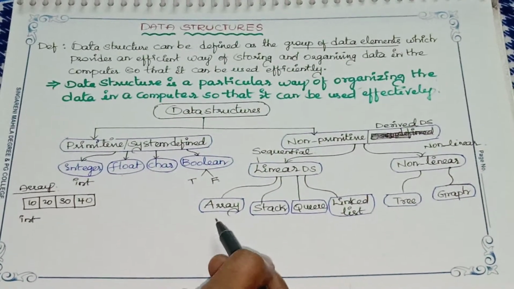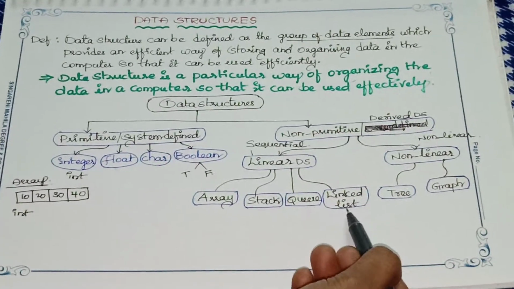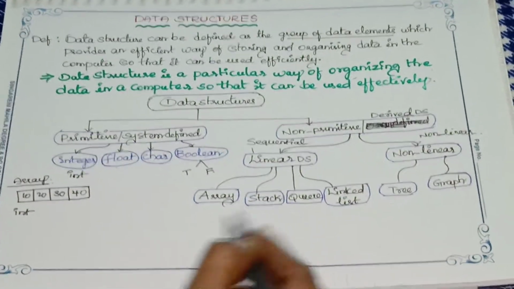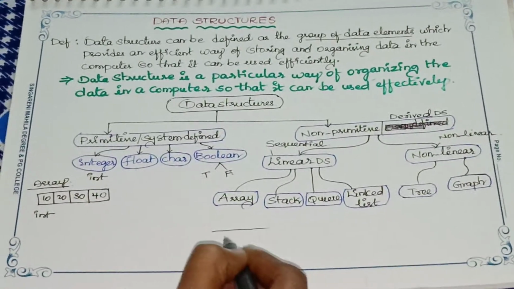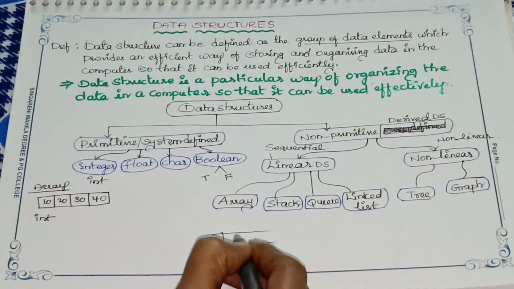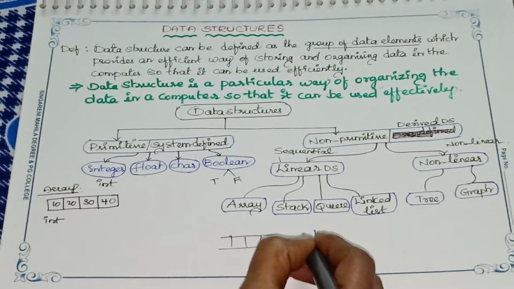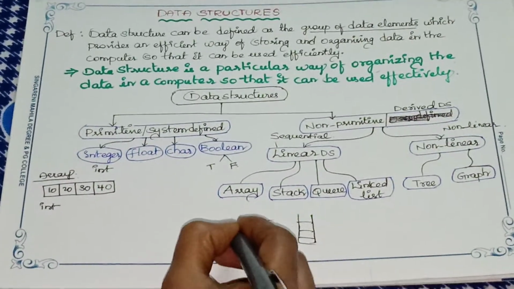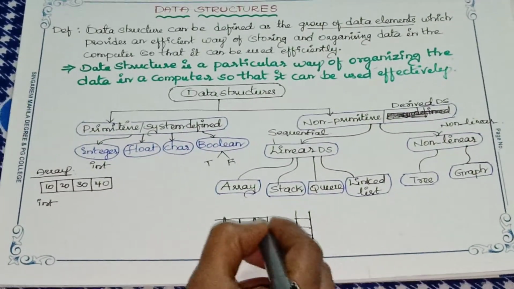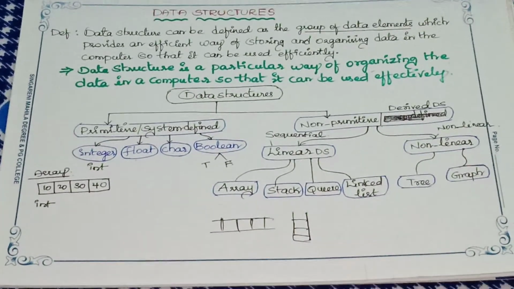In the linear data structures, we have array, stack, queue, and linked list. You can assume that here we are going to store the elements in a sequential manner, line manner. Like this we are going to insert, horizontal or maybe vertical also we can assume. So these are sequential locations. These four are going to store the elements in sequential locations.